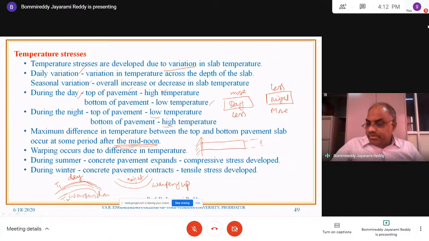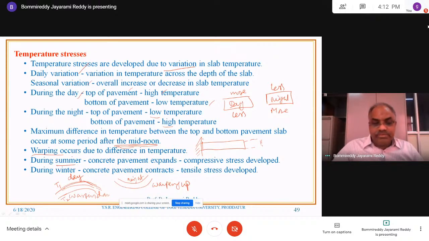So here you can look at warping occurs due to difference in temperature. Where is the difference? Due to difference at the top and bottom. If the temperature at top and bottom is the same, it is going to deform horizontally and there is no warping. Warping will not occur. But here, change of temperature exists between top and bottom. Naturally, warping of the slab occurs.